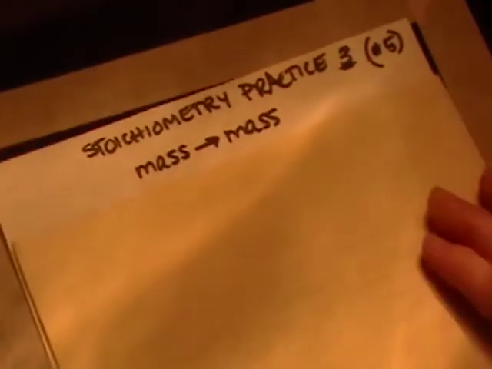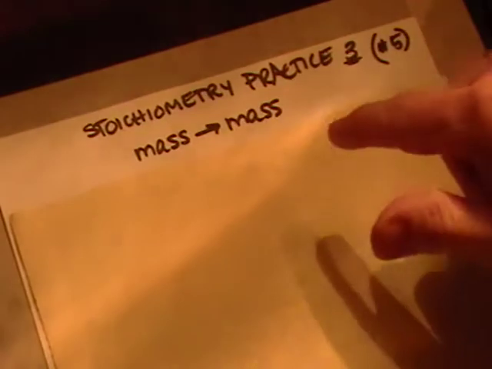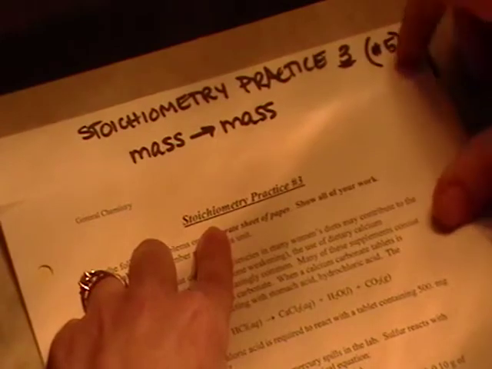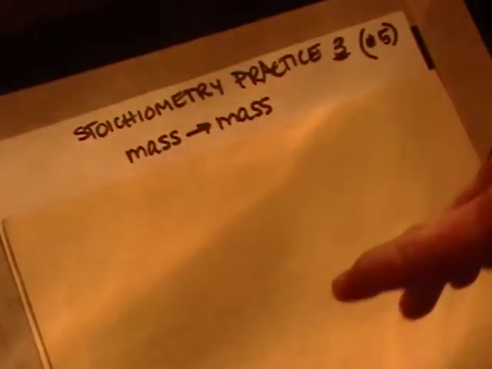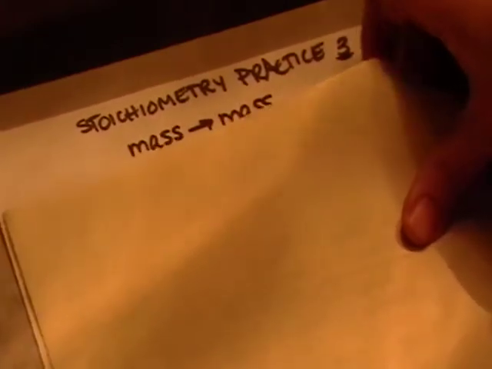Okay, we're going to work on mass-to-mass stoichiometry. It's the one that requires the most steps. I'm going to refer to stoichiometry practice number 3, and I'm going to work on number 5, though I'm not going to do the entire problem. With mass-to-mass, of course, with every stoichiometry problem, you need to figure out where you're starting from.